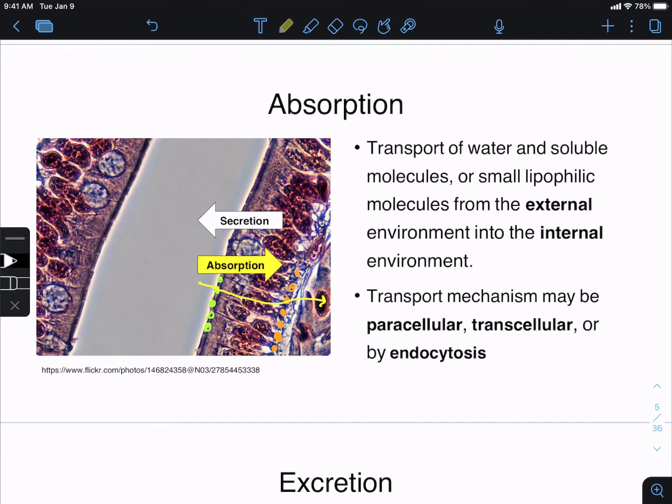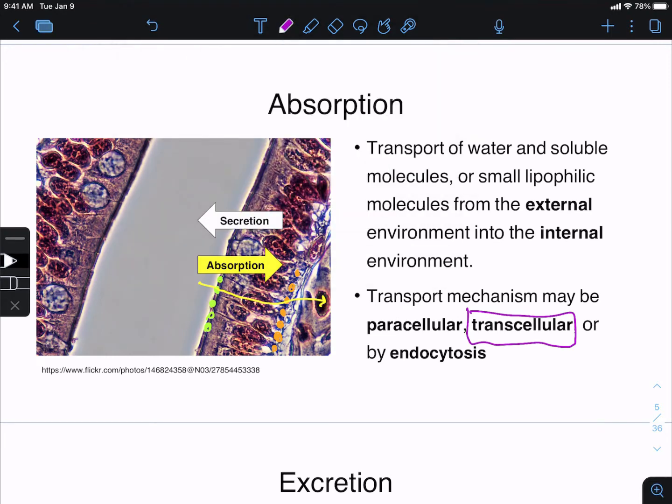Transcellular is much more common, of course, than paracellular, but again, some paracellular transport occurs. For example, in the large intestines, we get some transport of water reabsorption that way, or water absorption that way.